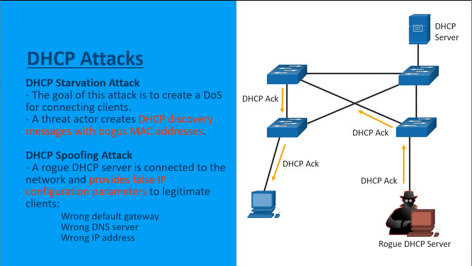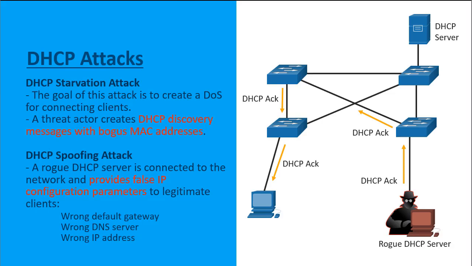Now, it sounds funny saying it, but there are two common types of DHCP attacks. We've got the DHCP starvation attack and DHCP spoofing. With DHCP starvation, the goal of the threat actor is to create a denial of service for your connecting clients. What would happen is the threat actor would gobble up all of the usable DHCP provided addresses.